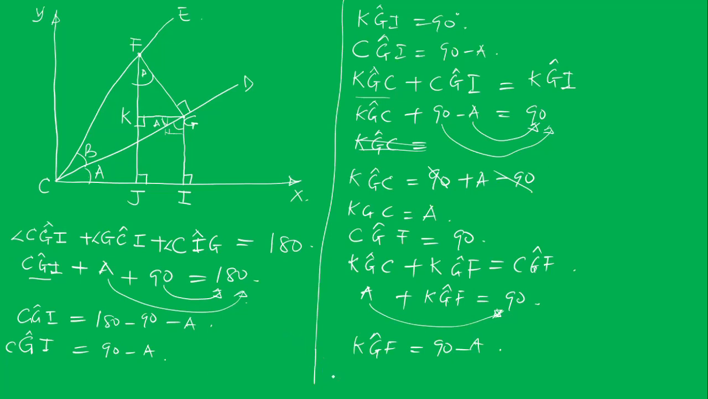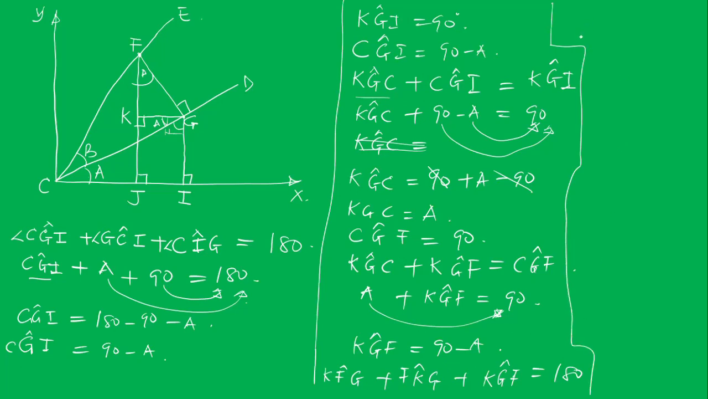So now it means that angle KFG plus angle FKG plus angle KGF is equal to 180. So now that means we have angle FKG to be equal to 90 degrees. So angle KFG is equal to 90 degrees.